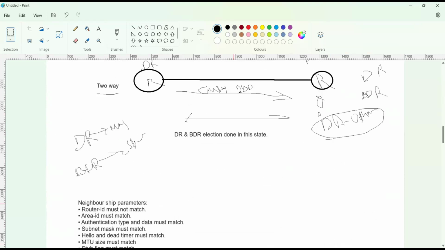Understood, right? Are you understanding the concept or not? Yes, sir.